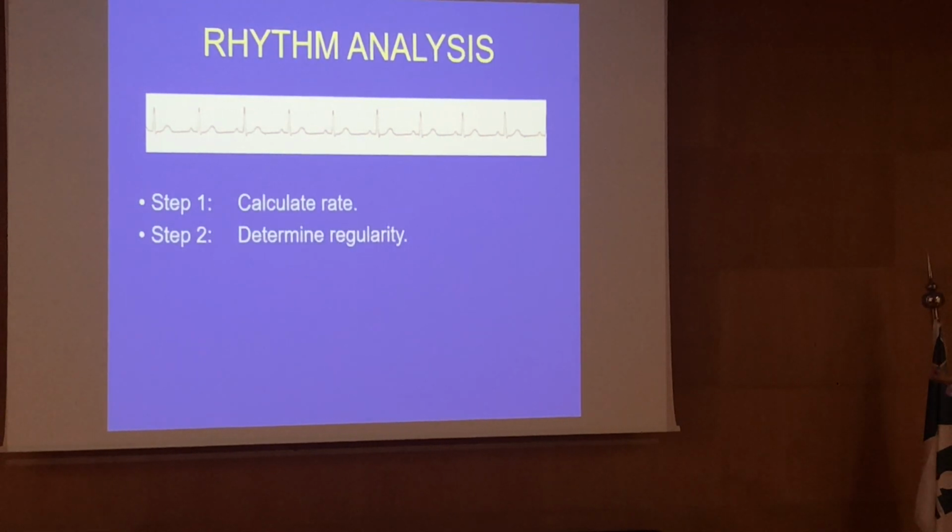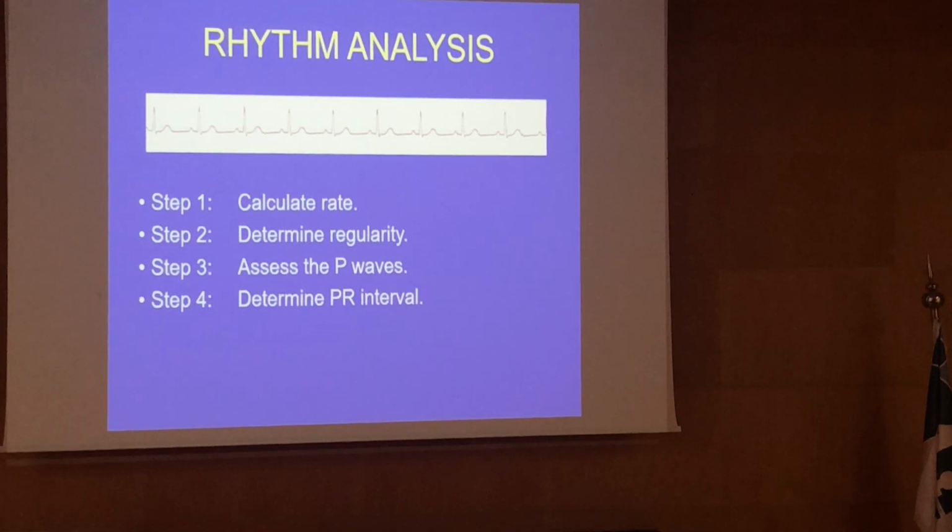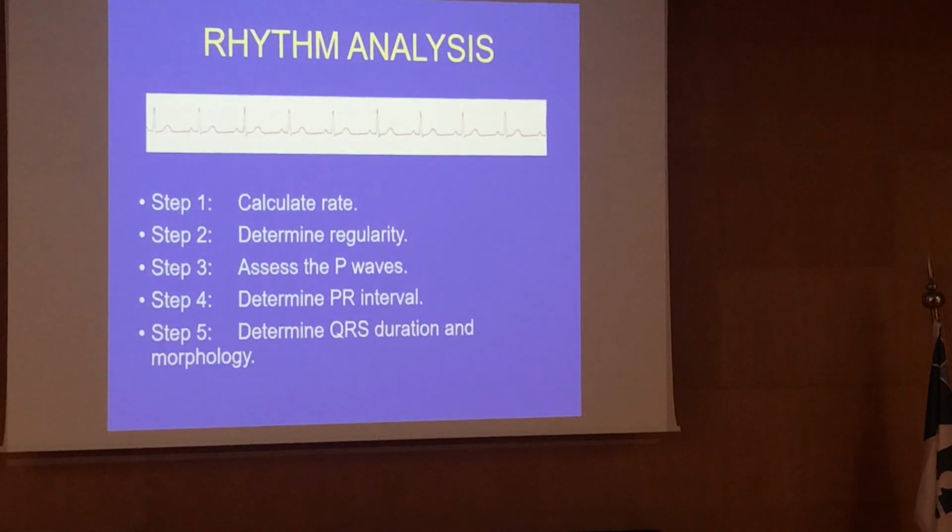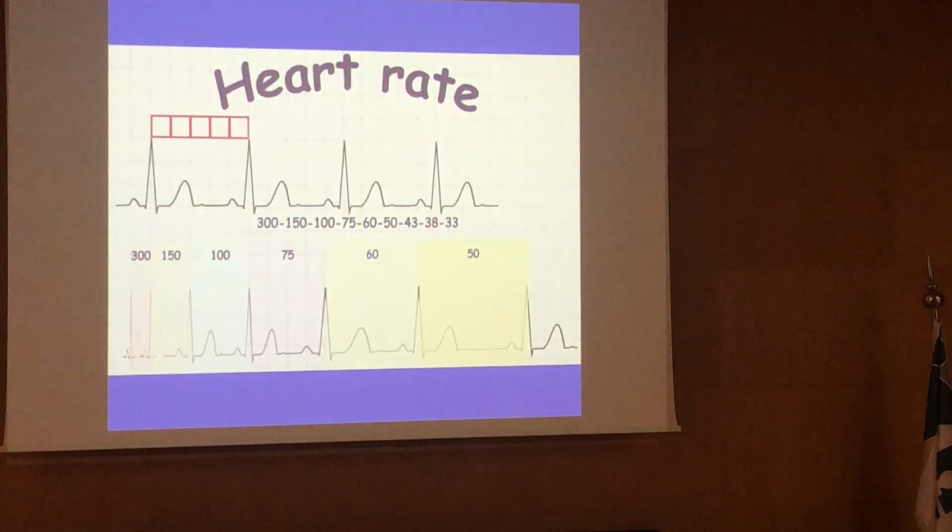Regularity, you look at the RR. Is it regular or irregular? Then look at the P wave, is it upright or not in lead 2? In this case, it is upright, so it is normal P wave axis. The PR interval, is it normal or long? Remember, 3 to 5 small squares is the normal PR. Shorter than that is abnormal, longer than that is abnormal. We'll discuss these abnormalities. Then QRS complex morphology and duration, and then determine the axis.